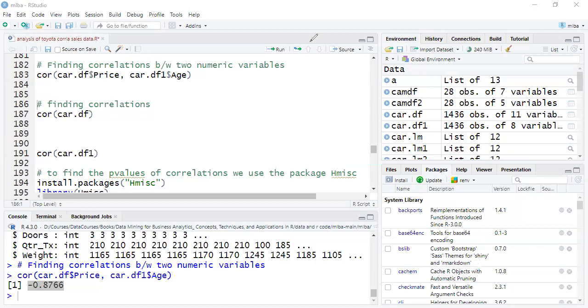So -1 and +1, these are the two extreme values in correlation. If you want to find the correlation matrix, your command is this: cor, and instead of mentioning the 2 columns, mention the name of the data frame. Which data frame? df or df1? If I run the command with df, there may be errors. Why may there be errors?